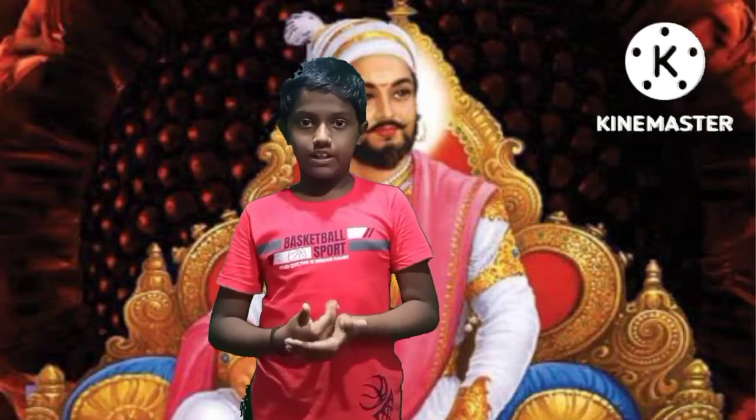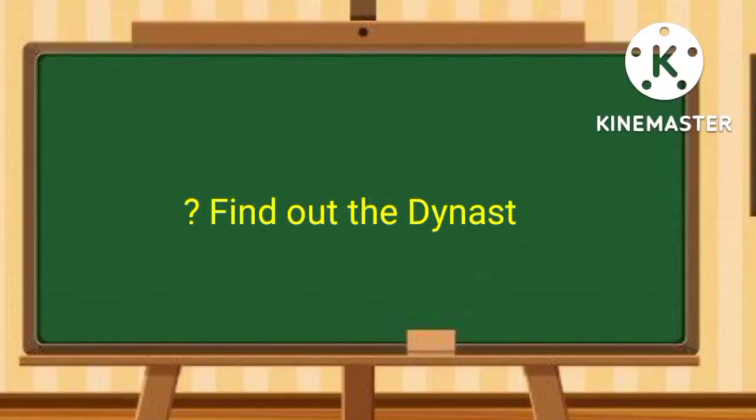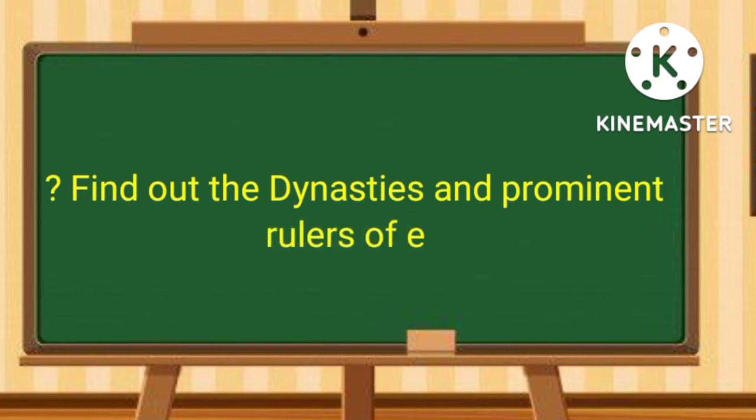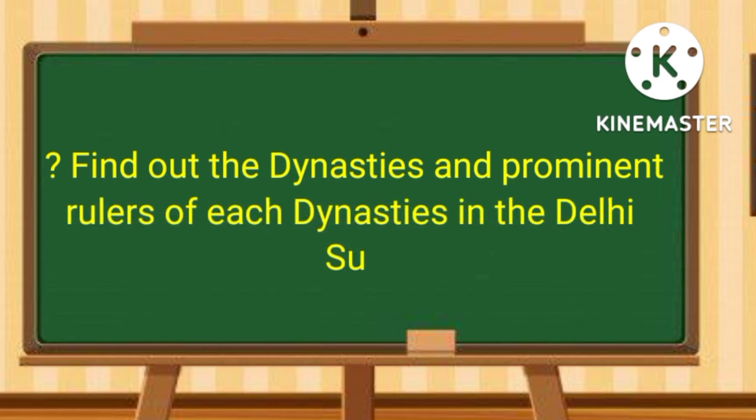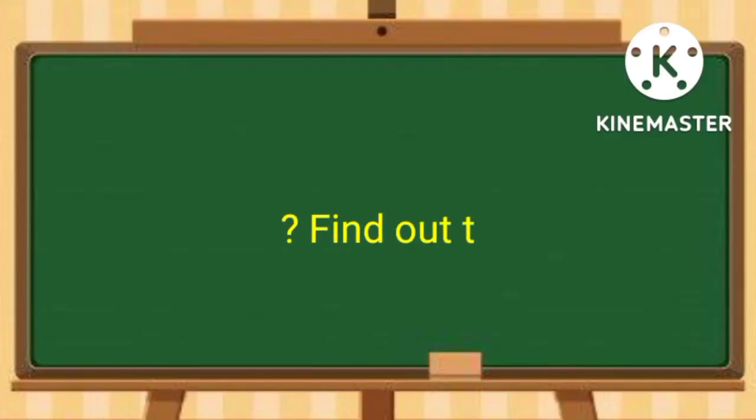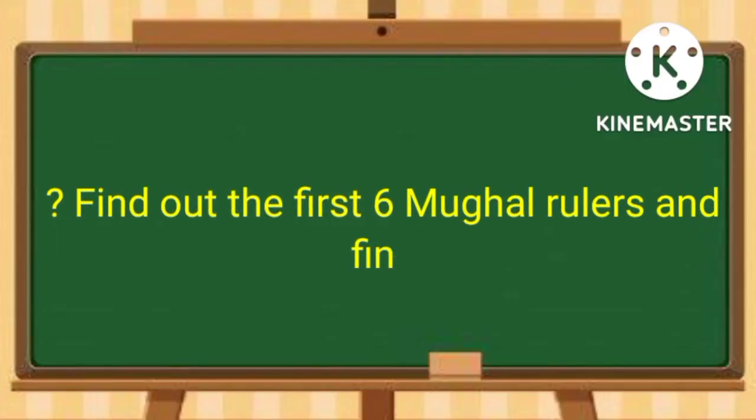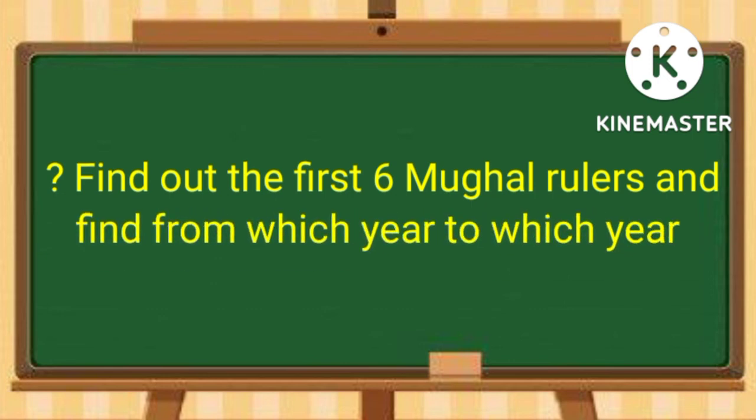The first assignment is to find out the dynasties that ruled the Delhi Sultanate and the prominent rulers of each dynasty. The second assignment is to find out the first six Mughal emperors, and from which year to which year they ruled India. These are the two assignments.